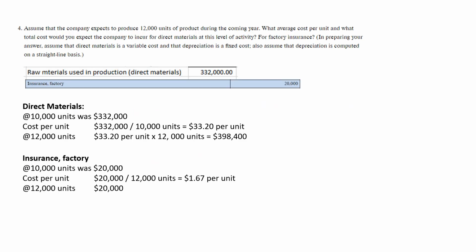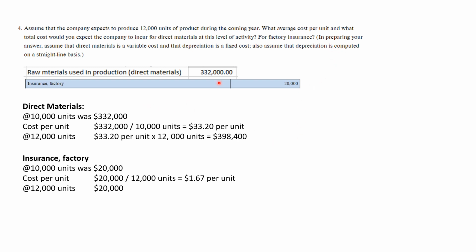All right, so let's look at the next requirement 4. So assume the company expects to produce 12,000 units of product during the coming year. What average cost per unit and what total cost would you expect the company to incur for direct materials at this level of activity? For factory insurance, note in preparing your answer, assume that direct materials is a variable cost and depreciation, which I think should say insurance, is a fixed cost. Also assume that depreciation or insurance is computed on a straight line basis.